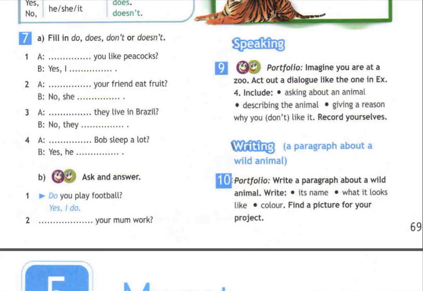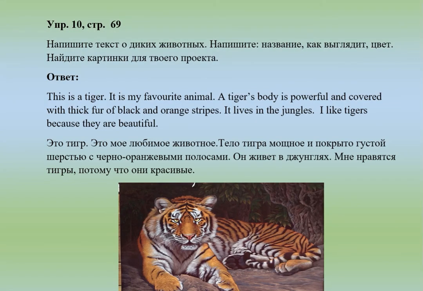Exercise number 10. Write a paragraph about a wild animal. Write its name, what it looks like, color. Find the picture for your project. Напишите текст о диких животных. Напишите название, как выглядит, цвет. Найдите картинки для вашего проекта. The answer.